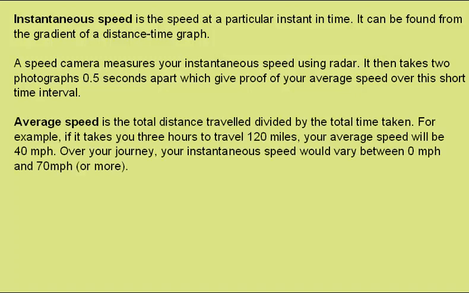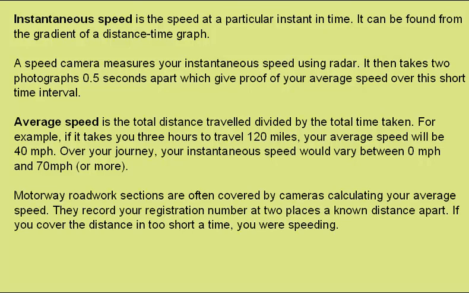Average speed is the total distance travelled divided by the total time taken. For example, if it takes you 3 hours to travel 120 miles, your average speed will be 40 miles per hour. That's 120 miles divided by 3 hours. Over the journey, however, your instantaneous speed would have varied between 0 miles per hour and 70 miles per hour, or even more.